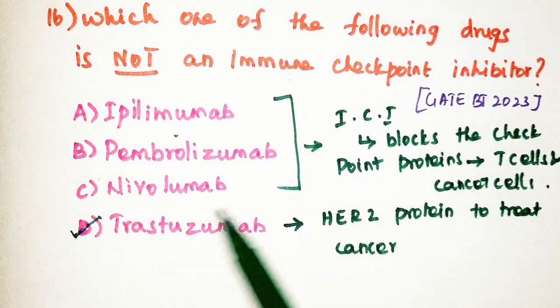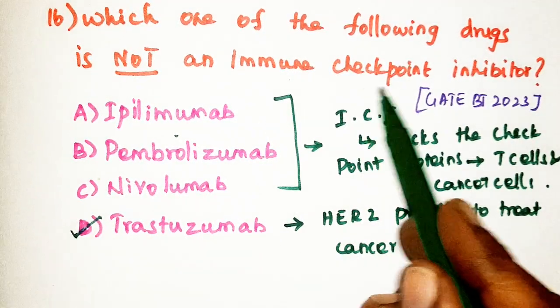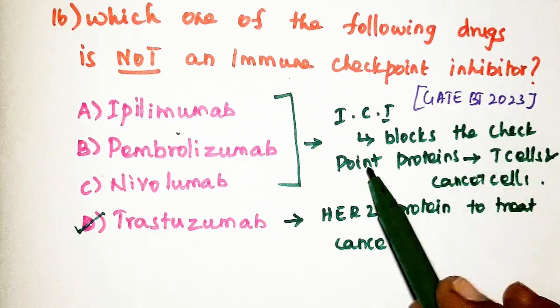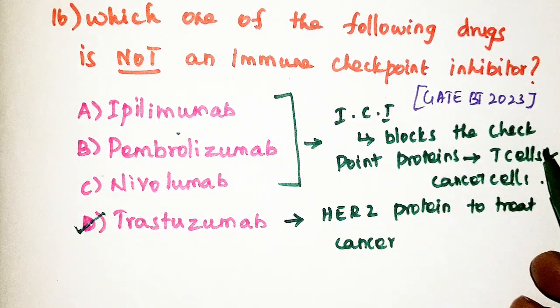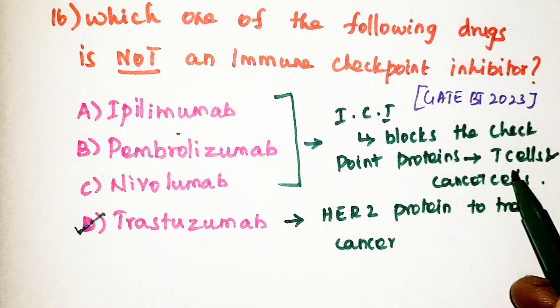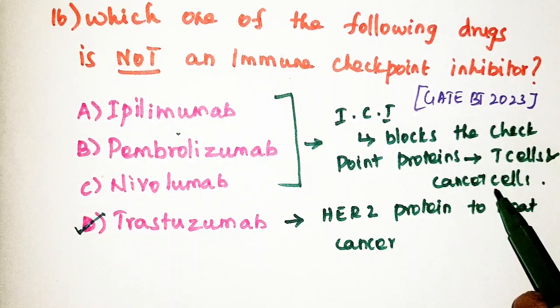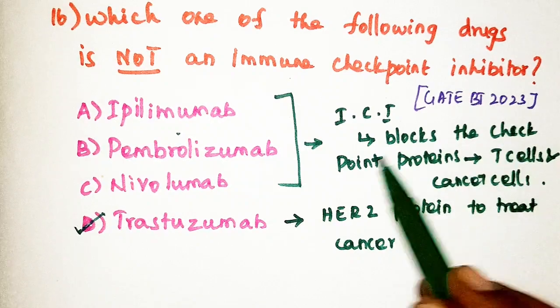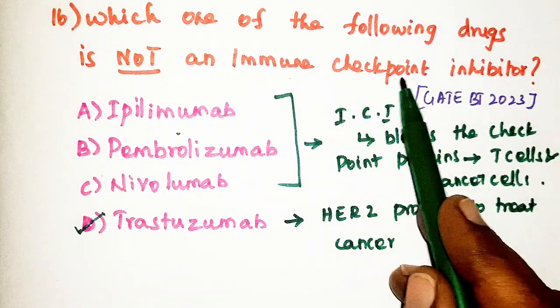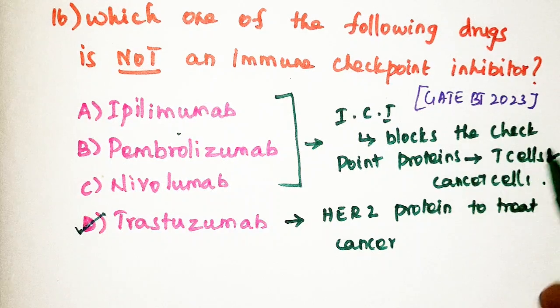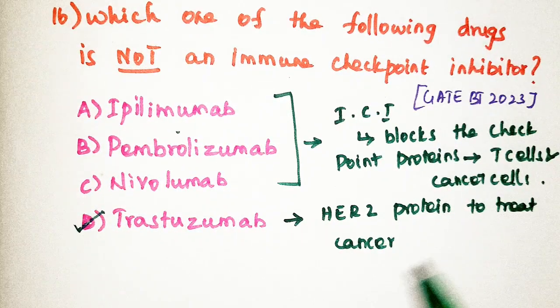These three monoclonal antibodies are known as immune checkpoint inhibitors because they block the checkpoint proteins. These checkpoint proteins are generally found on the T cells and cancer cells. These checkpoint proteins don't allow T cells to kill cancer cells. So we have to block these checkpoint proteins. So we are using immune checkpoint inhibitors to block the checkpoint proteins. Thereby T cells can kill cancer cells.